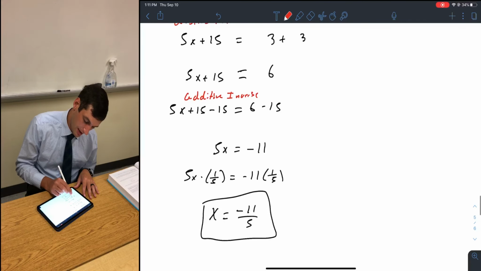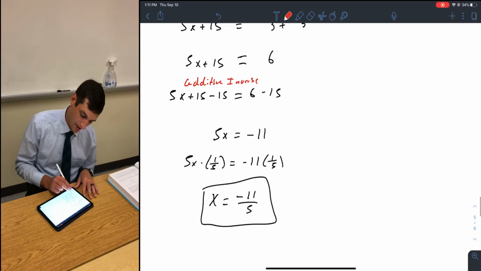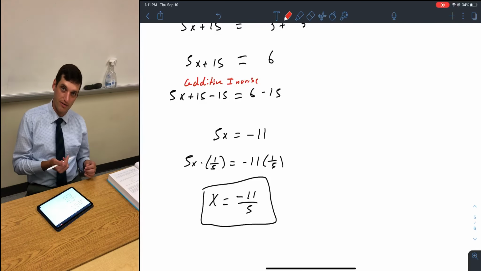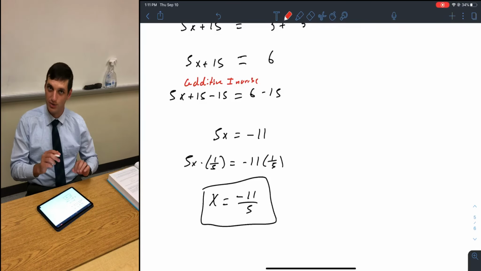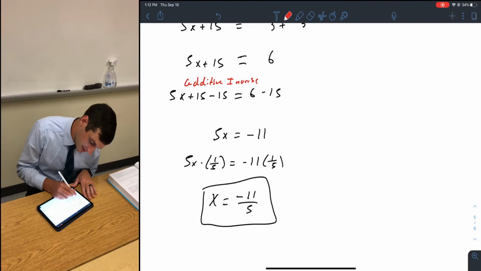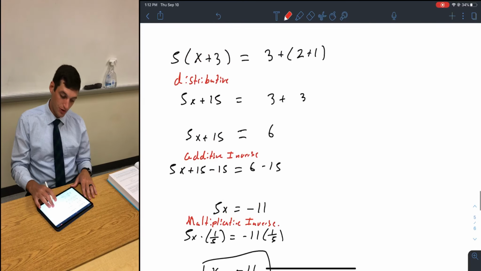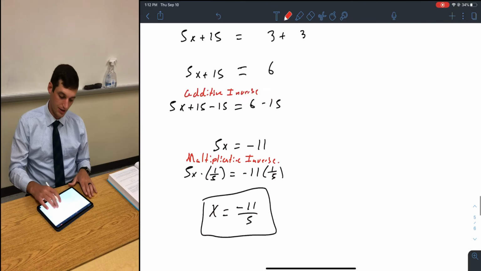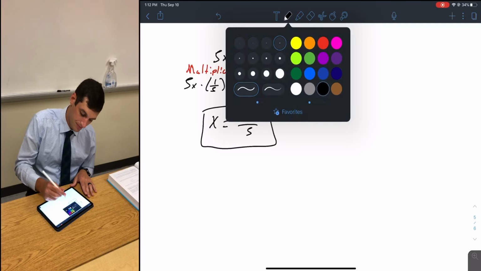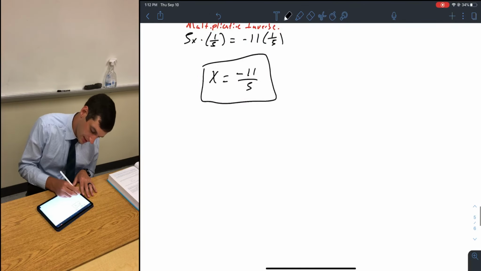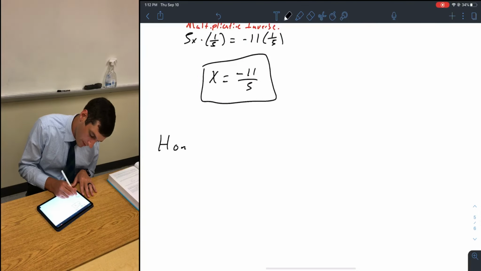And that's how I got from here. This was just adding them together. And then right here, you would have divided by 5, but I'm showing you why you would have divided by 5. This is the multiplicative inverse. Those are the three properties that I used to solve for x here. Now I'm going to give you one of your own, and we're going to say this is homework.